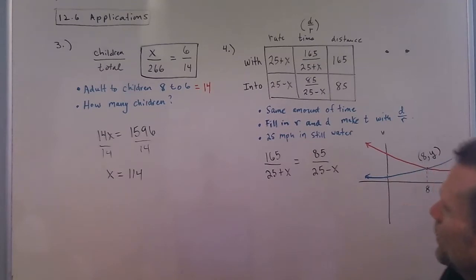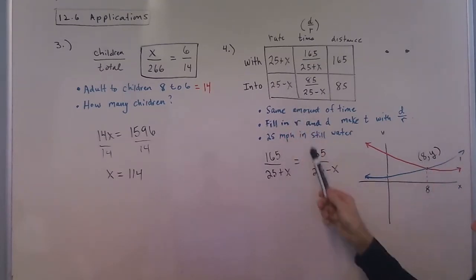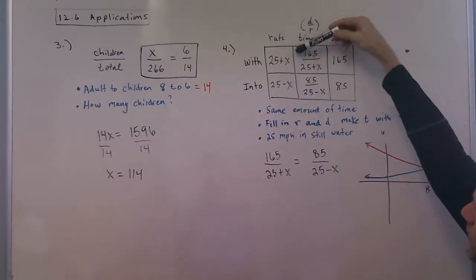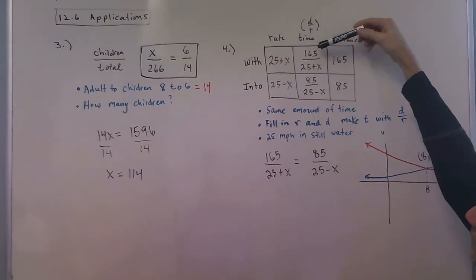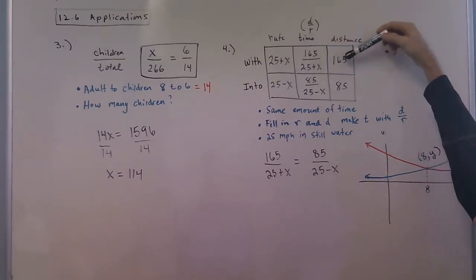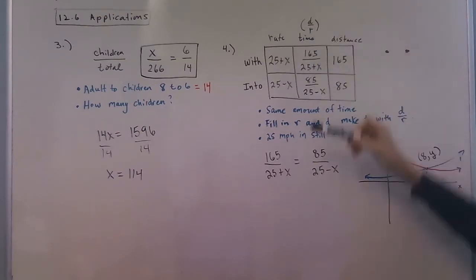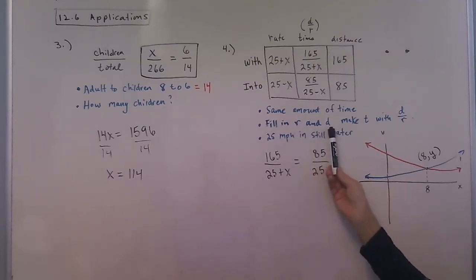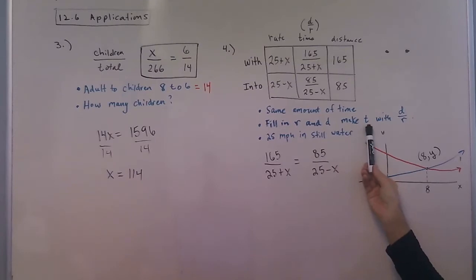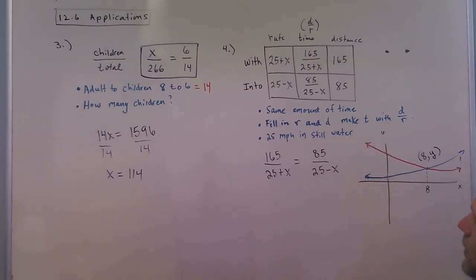Okay. Then looking at this one, we've been working with setting up this table, rate, time, and distance. You want to get all this filled in, but first you're going to fill in the rate and the distance. Those are pretty easy to fill in, and then you can make the time column with the distance divided by the rate.